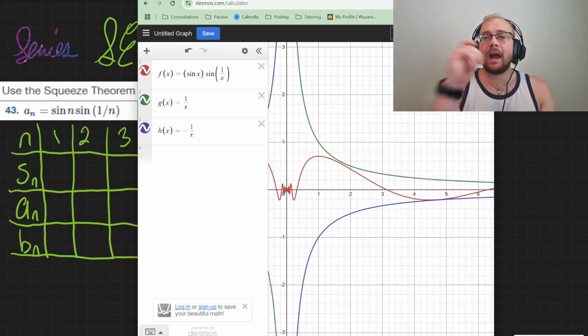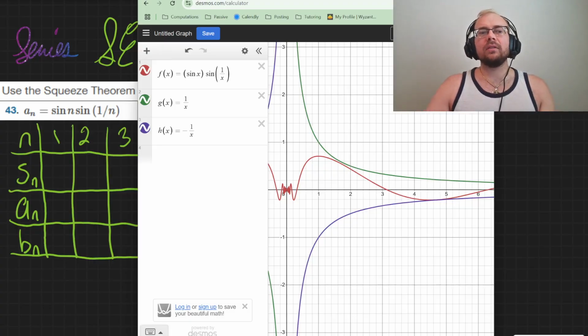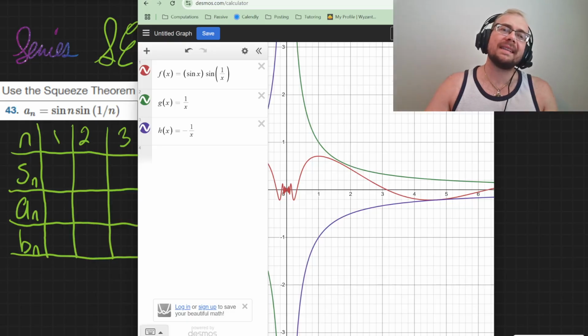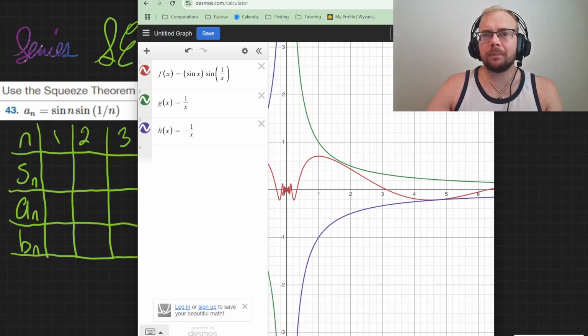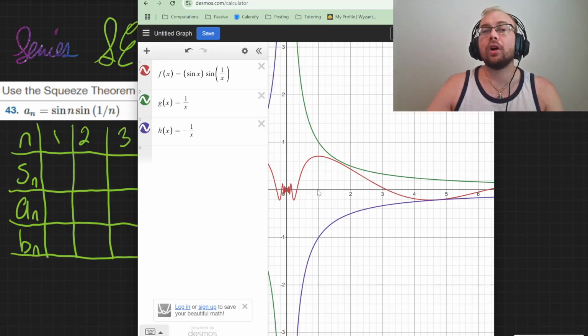And now, in order to prove that definitively, you would need to say, let's set a sub n less than or equal to s sub n, which is 1 over n, and then prove that it's always going to be less than or equal to for all n values that are natural numbers from 1 to infinity.